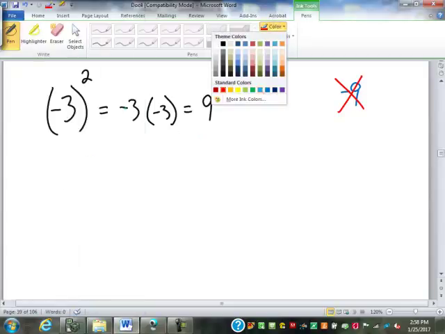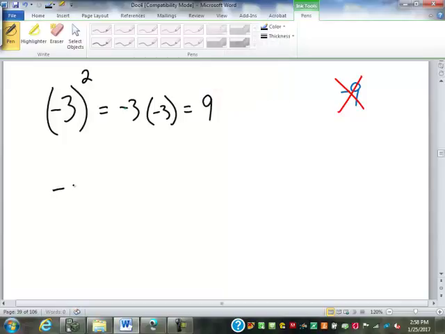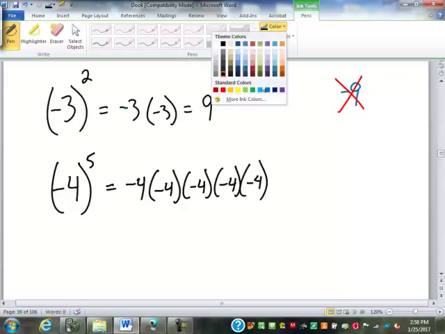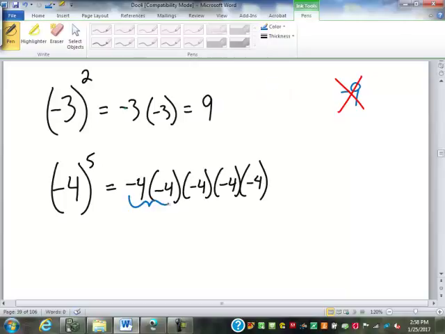If I have negative 4 to the power of 5, am I expecting that answer to be positive or negative? Well, let's take a peek at it. That is saying I have 5 negative 4s multiplied together. So let's go through and do it. Negative 4 times negative 4. Well, negative times a negative is a positive. 4 times 4 is 16.